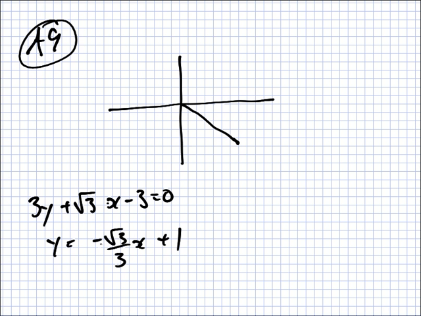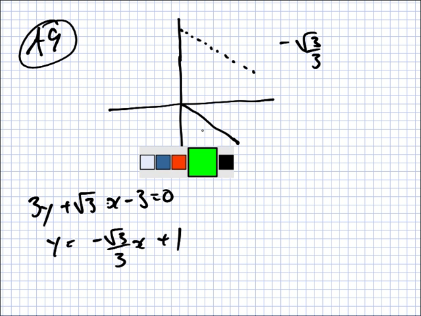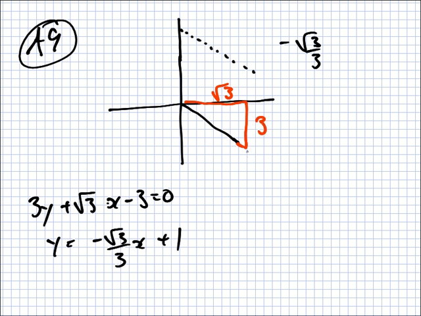So this line is downward sloping. Guys, this line is downward sloping and it has a slope of minus root 3 over 3. So it means that this line here also has the same slope. Okay? So if you come out 3 units here, you go down root 3 units here. Sorry, I had that the wrong way around.